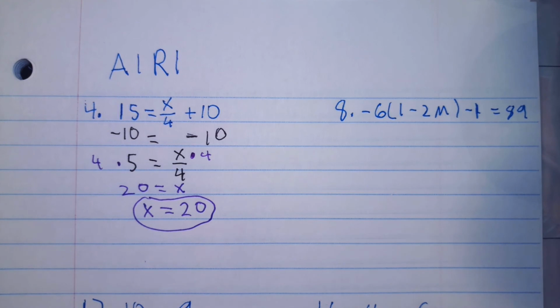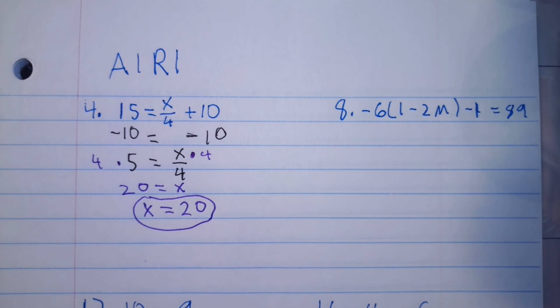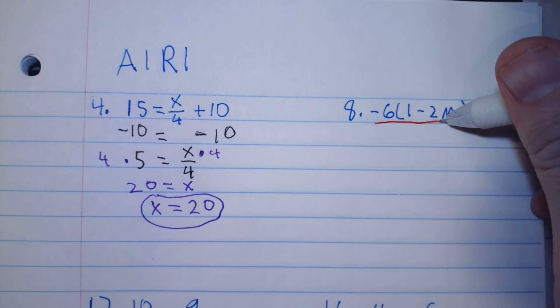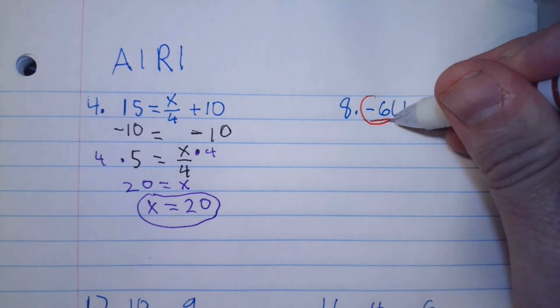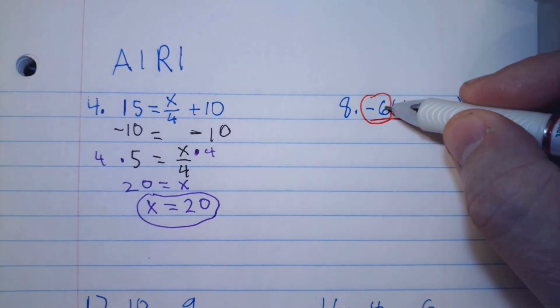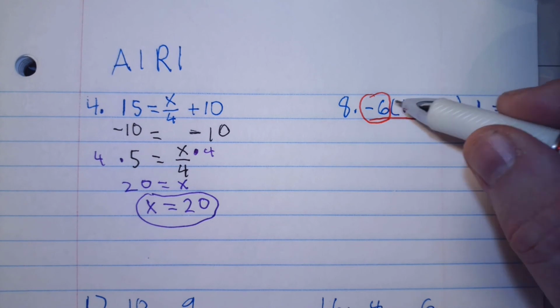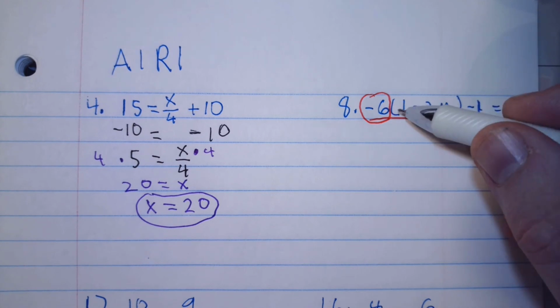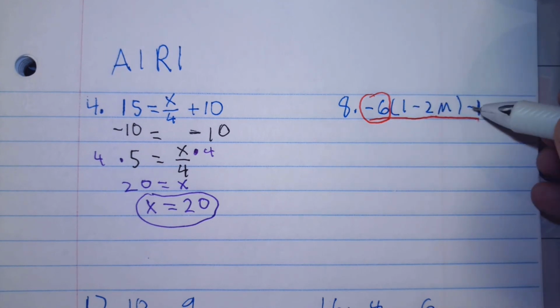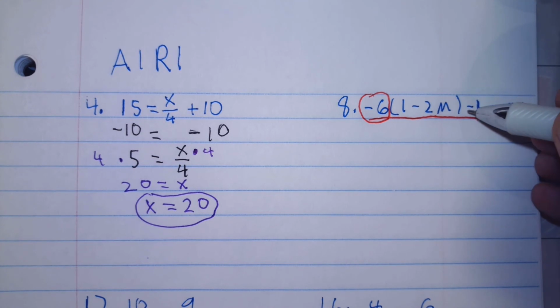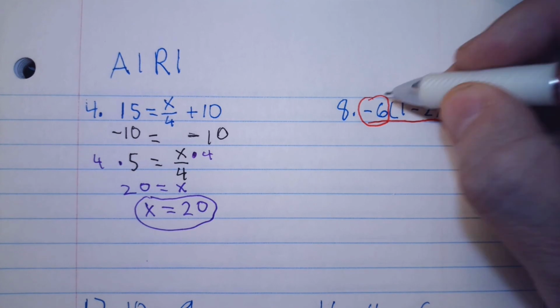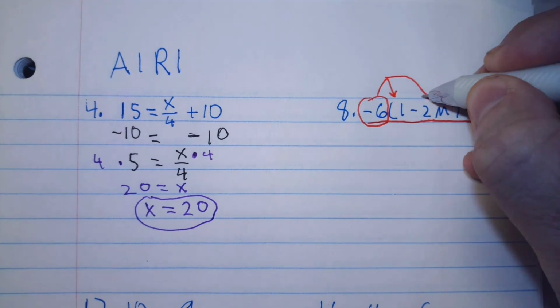Okay, let's move on to number 8. It's a little more complicated. This is a multi-step equation, and so I'm going to start here with the distributive property. I'm going to go ahead and underline this. I'm going to distribute this, not this. I'm going to distribute the negative 6 because in between the 6 and the parentheses there is nothing. That means multiplication. Here, in between the parentheses and the 1, is a minus. So that means minus. So we don't do that in the distributive property.